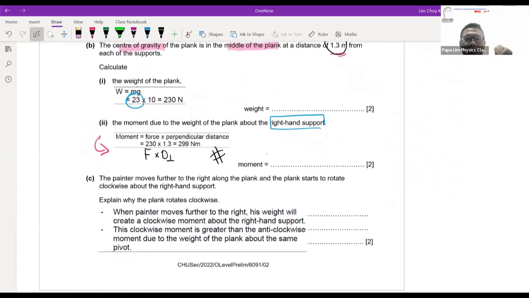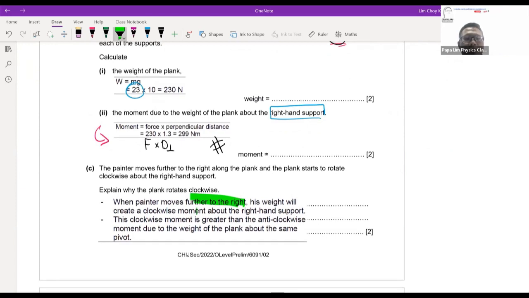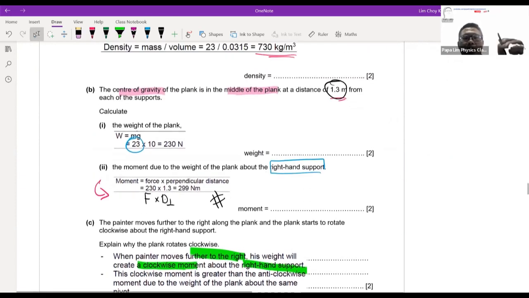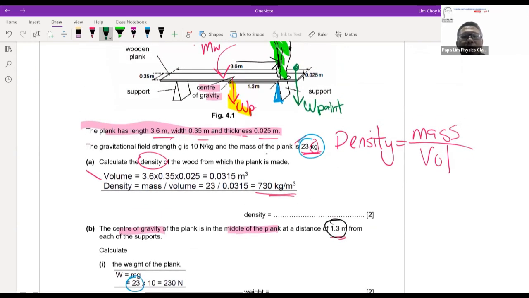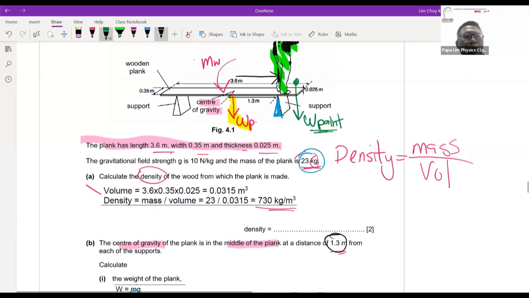And why does the plank start to rotate in this case? Okay. Now, what happens is as the painter moves further to the right, the weight will be clockwise about the right-hand pivot. Why? Because if the painter is on the right side of the support, there is a perpendicular distance between the force, the weight of the painter, and the pivot itself. And when you have a force and perpendicular distance, you actually have what we know as a moment. In this particular case, this will be your moment of the painter, which is actually clockwise.